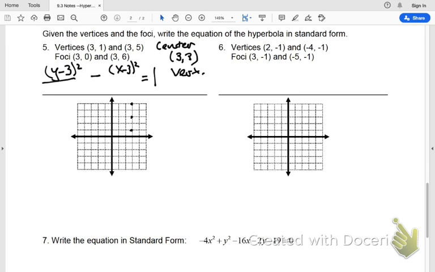Now we've got to figure out our a and our b values. Remember, your a is always the distance from the center to that vertex. So it's 2 units away, so that tells me a is 2. It'll always be squared in your equation, so 4 is going to go here.